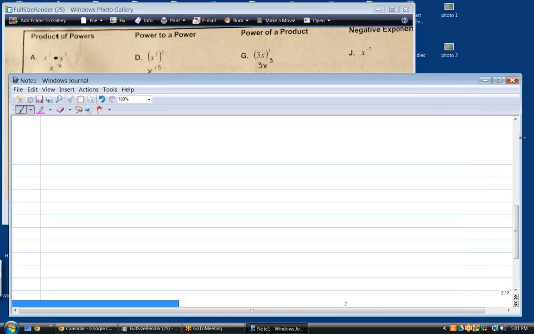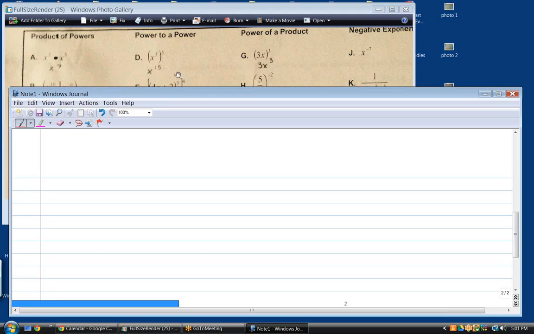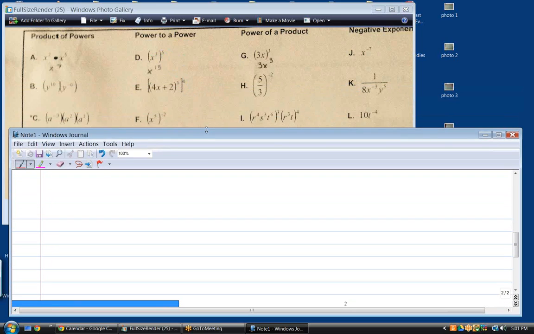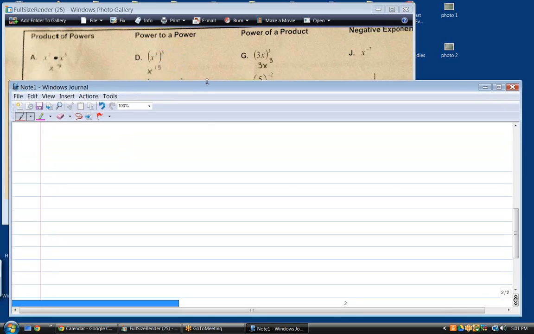Shall we start with A here? Okay, it looks like you did it correctly. In other words, when you're multiplying, you add exponents. When you are exponentiating, which is what this is called on D, apparently we're going left to right instead of up and down. That's fine. I understand it. So when we're exponentiating, we do multiplication of the exponents.